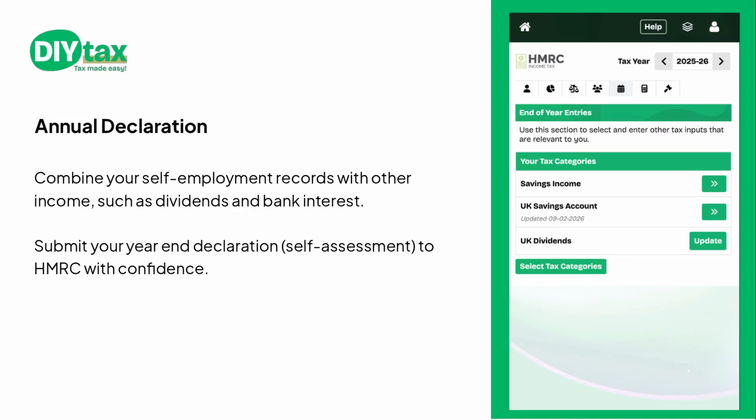At the end of the year, you can combine your self-employed records with your other income and expenses, so you can do one combined year-end tax return. You can submit your year-end declaration, which you may know as a self-assessment, to HMRC with confidence.